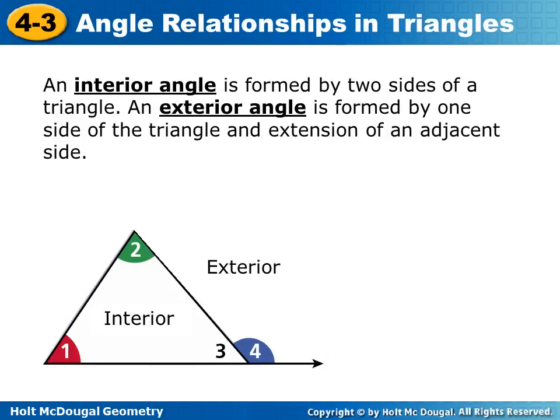An interior angle is formed by two sides of the triangle, so 1, 2, and 3 are interior angles, and an exterior angle is formed by one side of the triangle and an extension of an adjacent side. So angle 4 is an exterior angle.